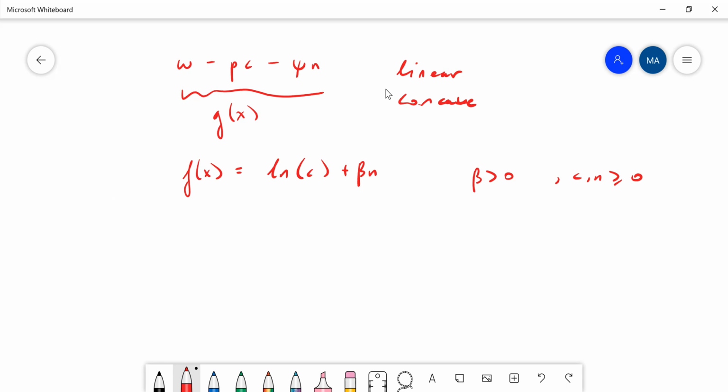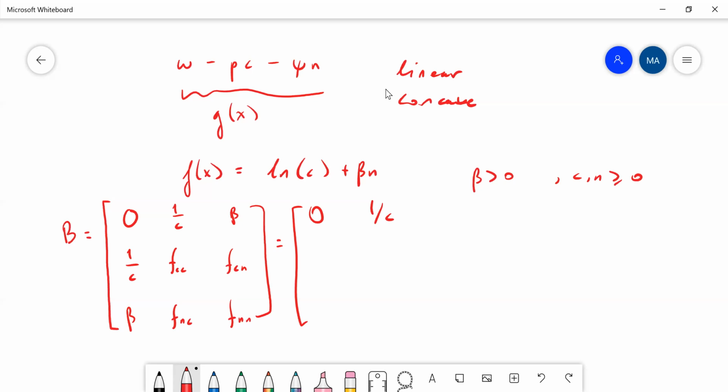Now, if you look at the bordered Hessian, what do you have? Remember, first there is 0 here. Then first order derivatives, 1 over c, beta. Then the second order derivatives: f_cc, f_cn, f_nc, f_nn. So I have 0, 1 over c, beta; 0, 1 over c, beta. I have the second derivative, so it is minus 1 divided by c squared. Then I have 0, then 0, since the first derivative is beta, the second derivative is 0.